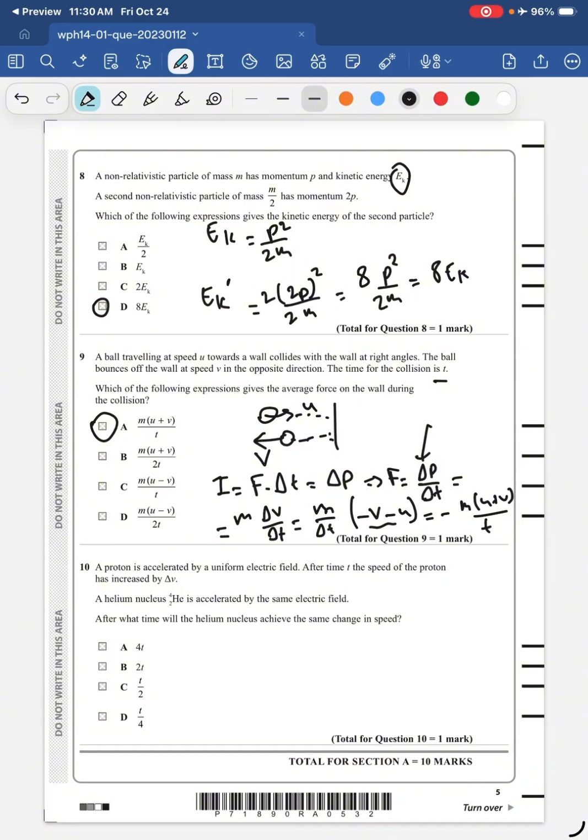All right, this is a difficult paper already. So let's go to question 10. A proton is accelerated by a uniform electric field. After time t, the speed of the proton has increased by delta v. A helium nucleus is accelerated by the same electric field. After what time will the helium nucleus achieve the same change in speed?